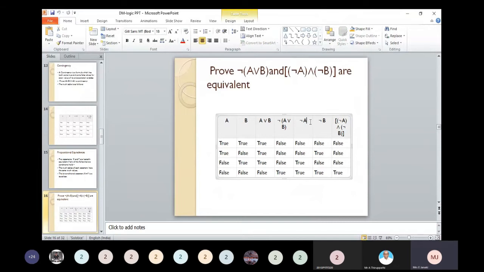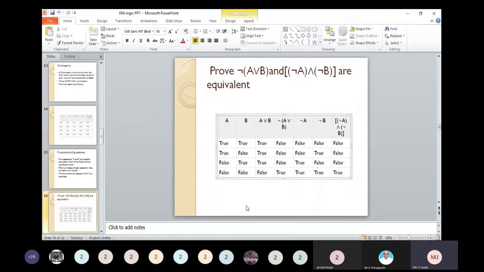And find negation A and negation B, and take the conjunction of the fifth and sixth columns. The conjunction means both values are true, then the result will be true. See the last row, true and true, the result will be true, and the remaining entries are false.